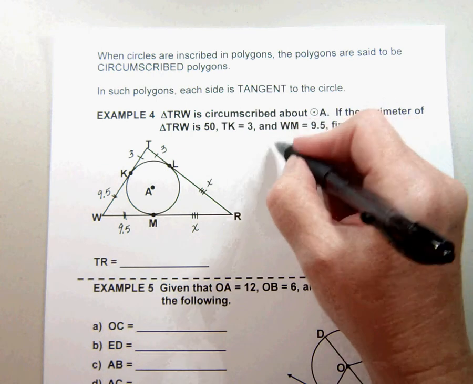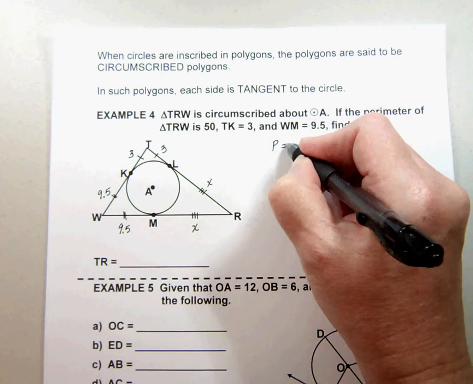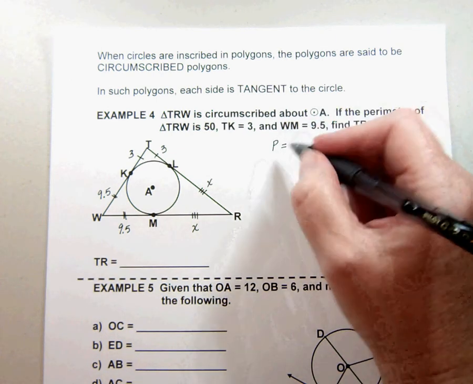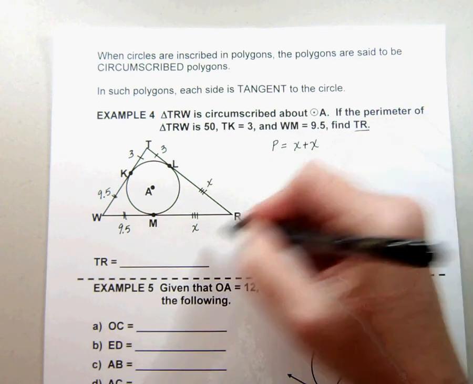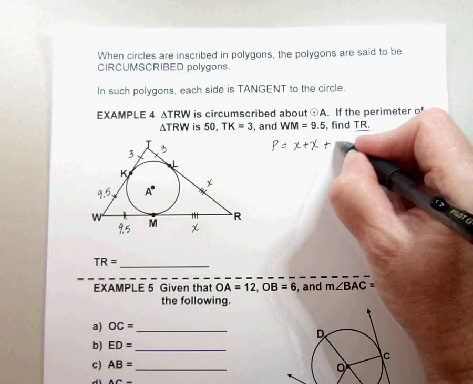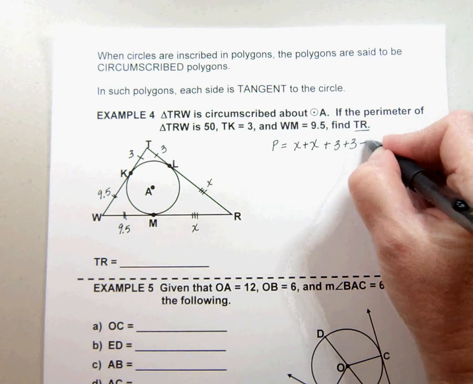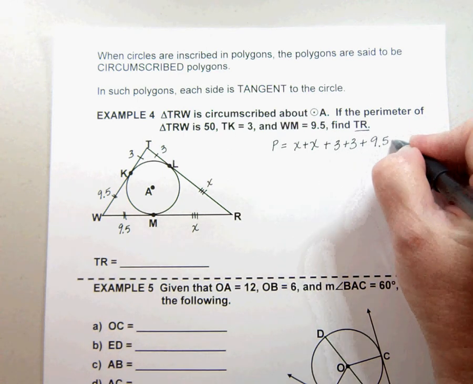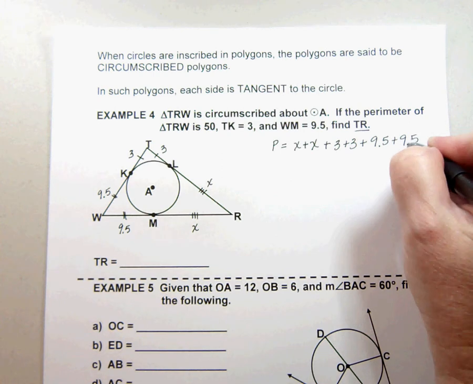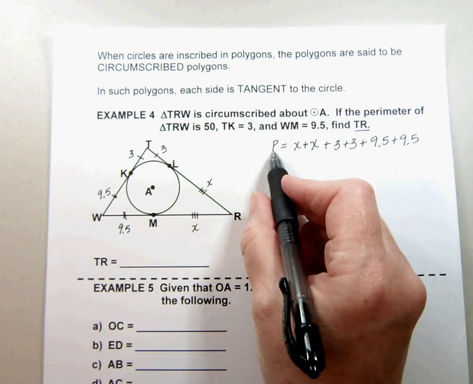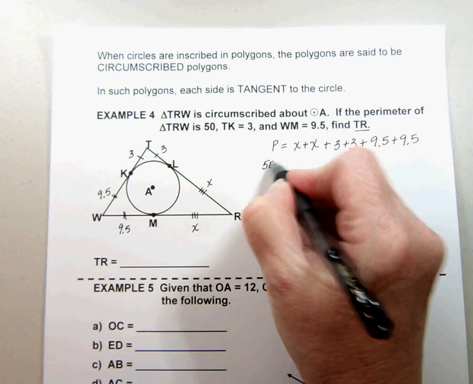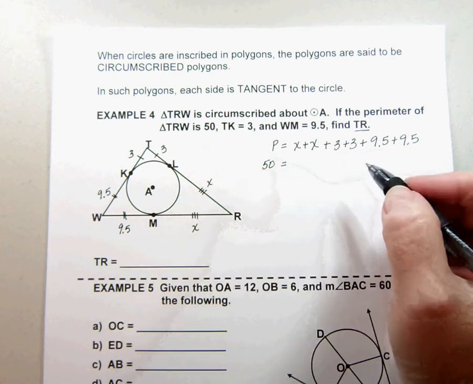The perimeter of any figure is just adding the lengths around. So I'm going to write it like this. We're going to take our unknown tangents, add our 3 tangents, and our 9.5. Those are all the segments that create the large perimeter. Now I'm going to replace P with 50 because 50 is the given.